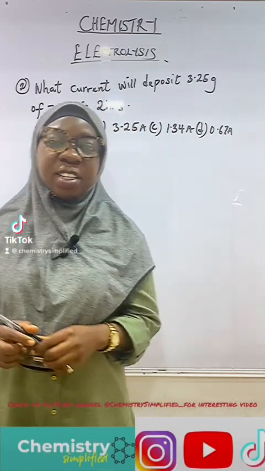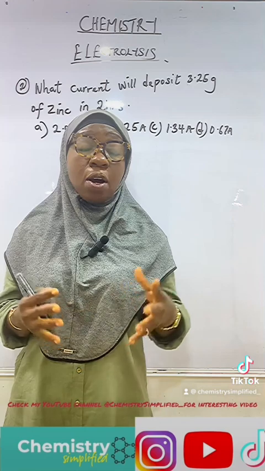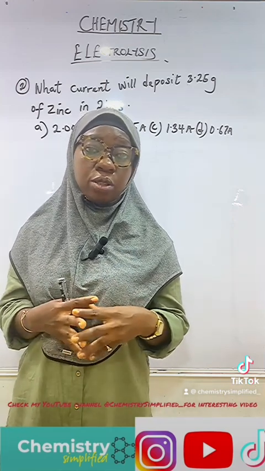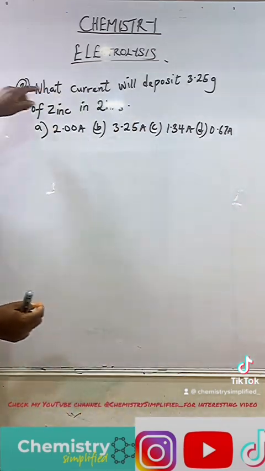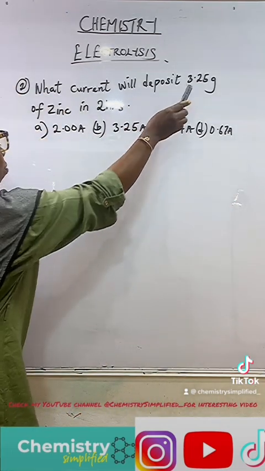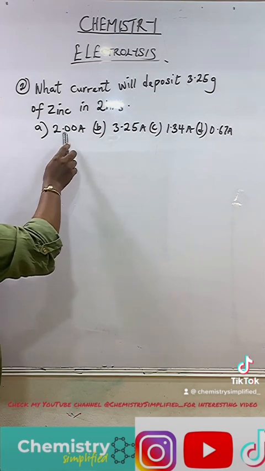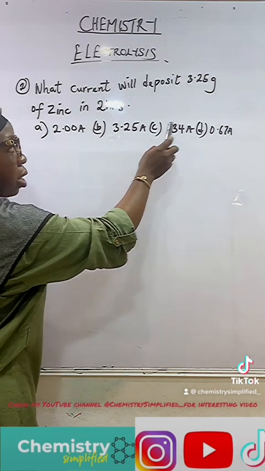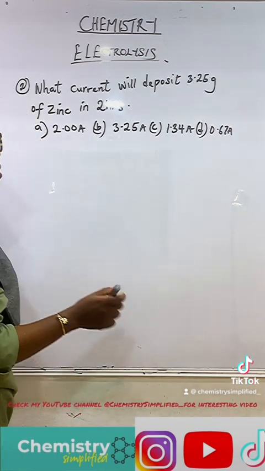Hi everyone, welcome back. So we are moving on to another question under JAMB questions that we are treating under electrolysis. Now let's look at this question together. What current will deposit 3.25 gram of zinc in 2 hours? A. 2.00 ampere, B. 3.25 ampere, C. 1.34 ampere, and D. 0.67 ampere.